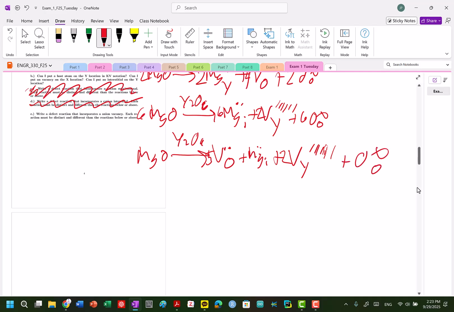So I'm balanced across here, my subscript. How many Y's do I have? 2. Oxygens, 5 plus 1, 6.